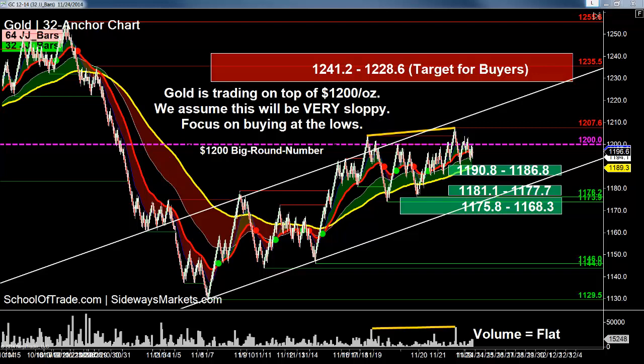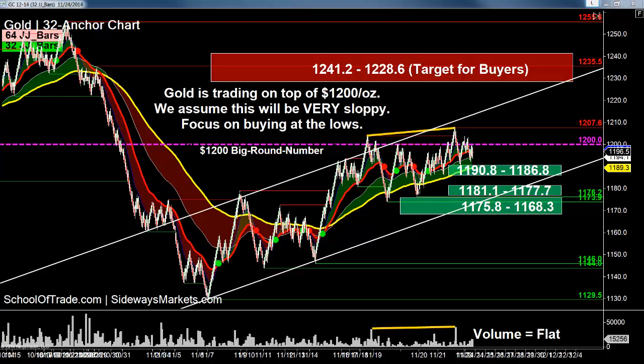Anyways, gold is trading on top of 1200. We assume it's going to be sloppy. If you don't like slop and chop, do not trade gold right now. If you don't like little fake-out breakouts, if you don't like slop and chop and up and down, stay the heck away from the GC market right now.